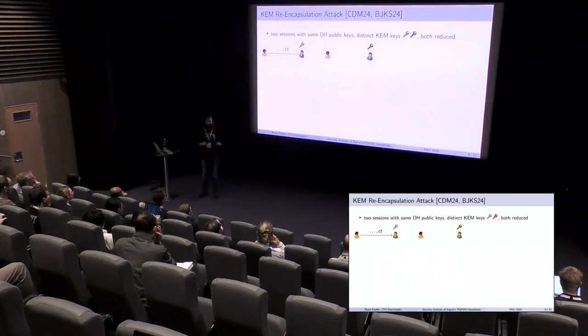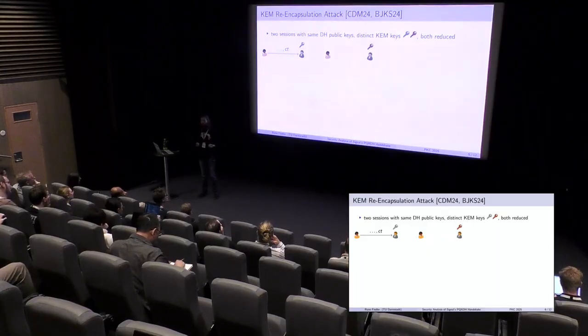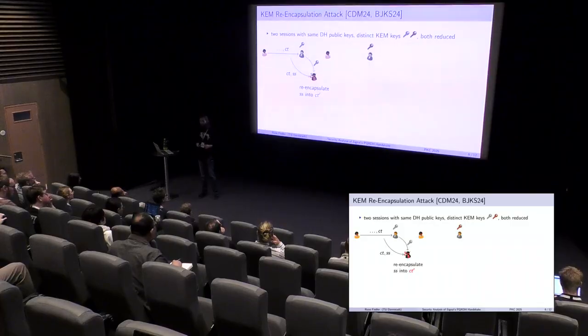Both of these sessions are reduced sessions, meaning there is no ephemeral contribution from Bob. Furthermore, both of these sessions have the same Diffie-Hellman keys all over. But Bob uses different CAM keys in both sessions. So what happens is that Alice now in the first session sends over her message to Bob, which includes a CAM ciphertext. Now the adversary compromises Bob to learn the CAM secret key. With the CAM secret key, he can decapsulate the CAM ciphertext to learn the encapsulated CAM shared secret.